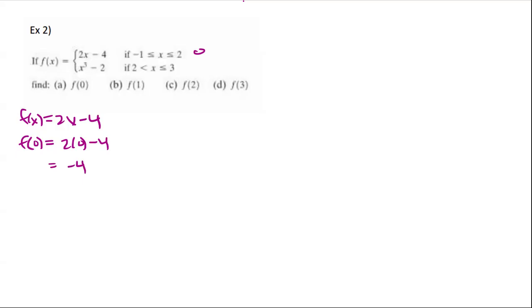For part B, we do the same thing. 1 is still between -1 and 2.